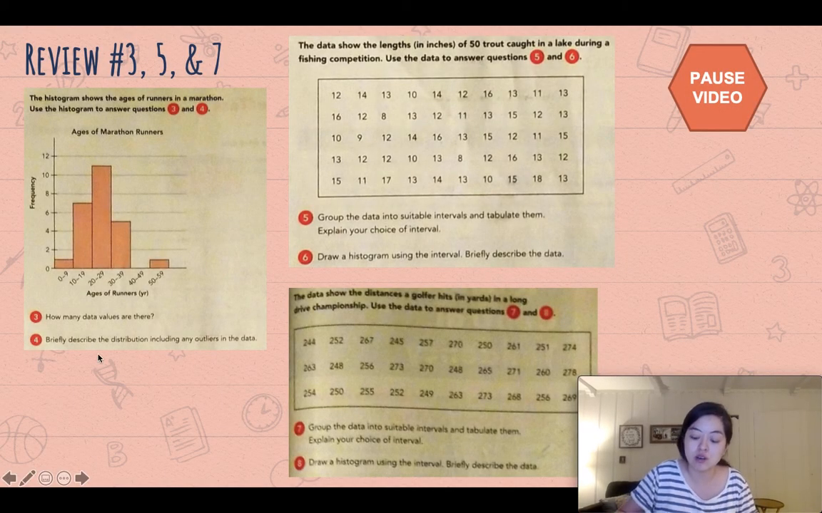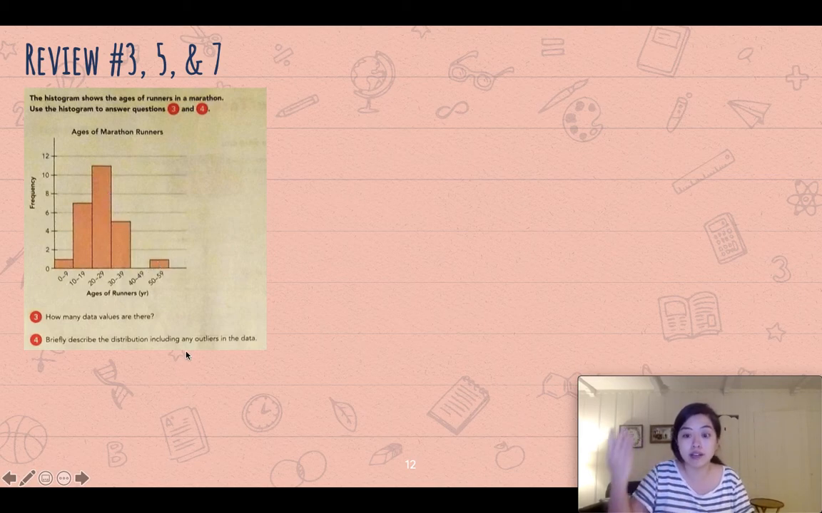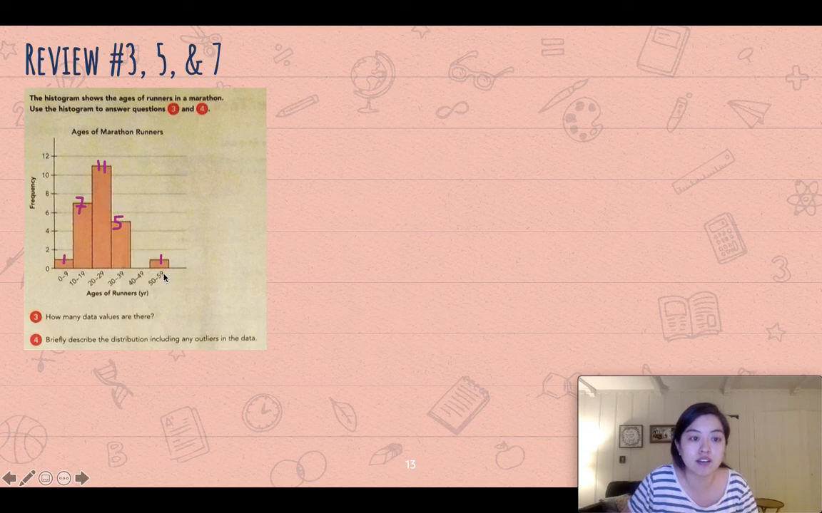And so what I like to do is I like to just write the number at the top of the bar so I can count later. Okay, so here are the numbers. So this is 1, 7, 11, 5, and 1.